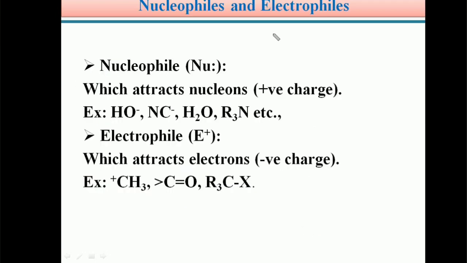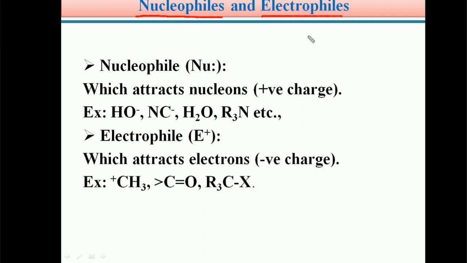Dear students, the next important terminology in organic chemistry is nucleophiles and electrophiles. What are nucleophiles? What are electrophiles? What is called a nucleophile? What is an electrophile? We see in this slide.